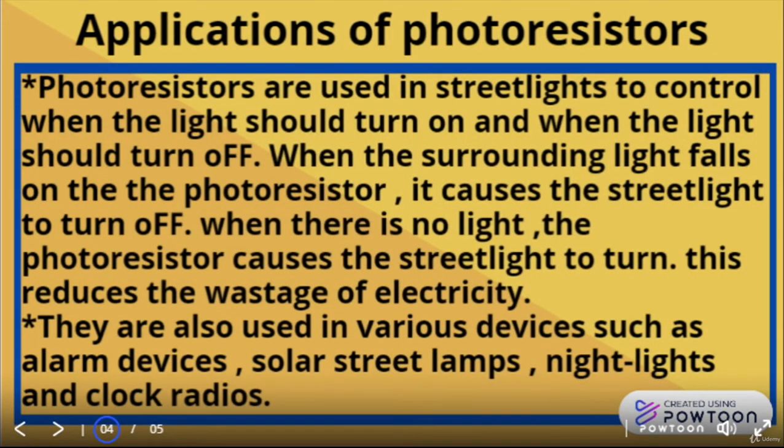Applications of photoresistors. Photoresistors are used in street lights to control when the light should turn on and when it should turn off. When the surrounding light falls on the photoresistor, it causes the street light to turn off. When there is no light, the photoresistor causes the street light to turn on. This reduces the wastage of electricity. They are also used in various devices such as alarm devices, solar street lamps, night lights, and clock radios.